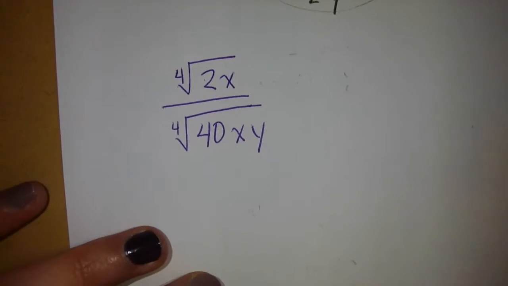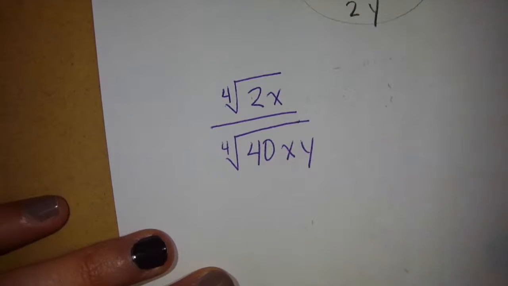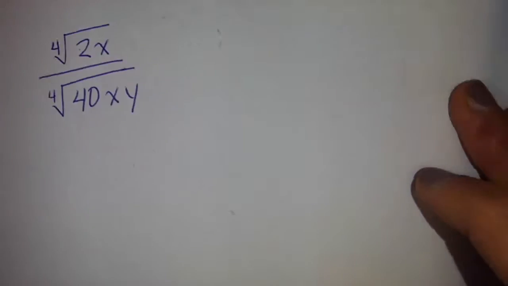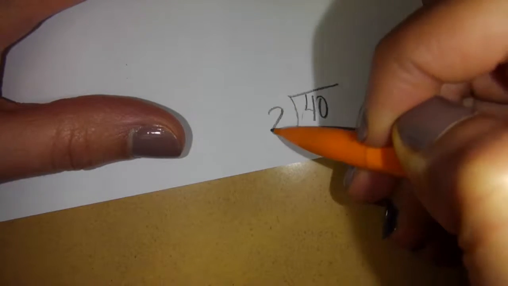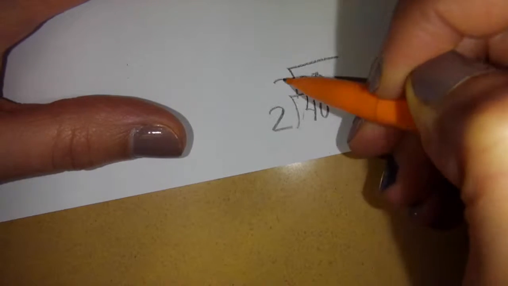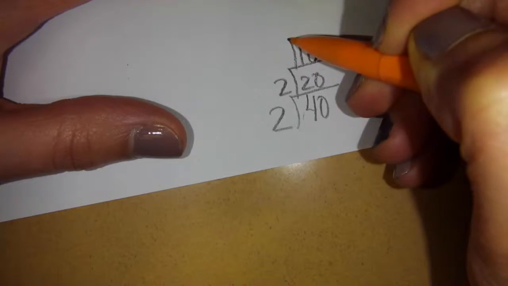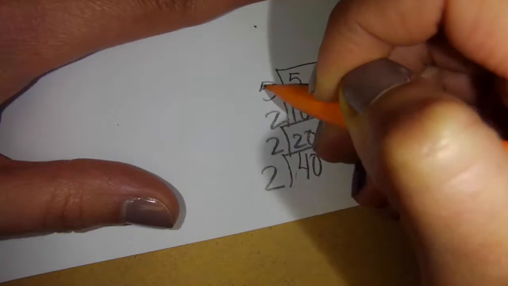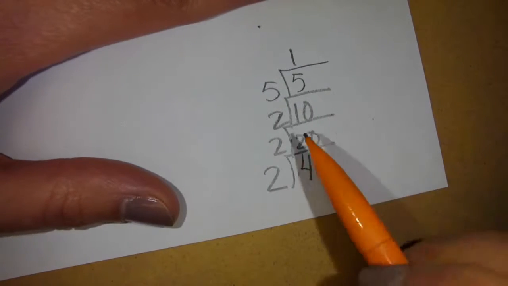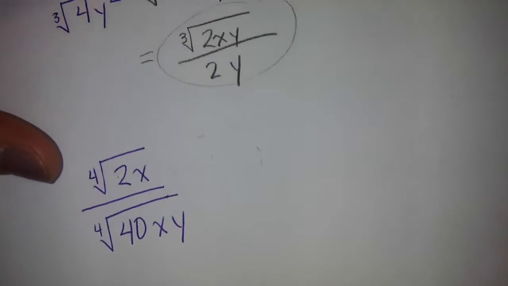Okay, and I have one more example here. So 40 is a bigger number. Let's do our prime factorization for that. So I have 40. 2 can go into 40 20 times. 2 can go into 20 10 times. 2 into 10, 5. And 5 is prime. So 5 goes into 5. So I have 3 2's and a 5.